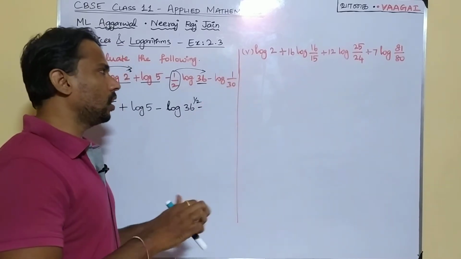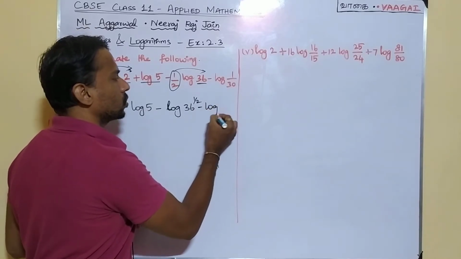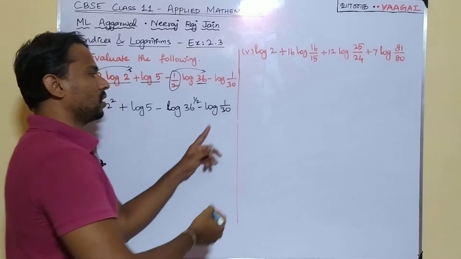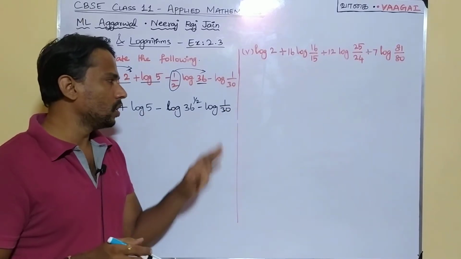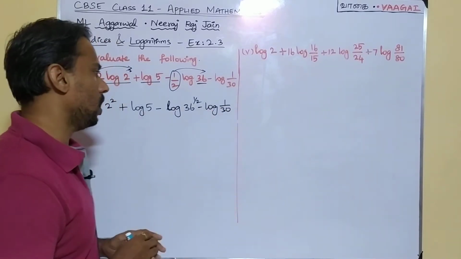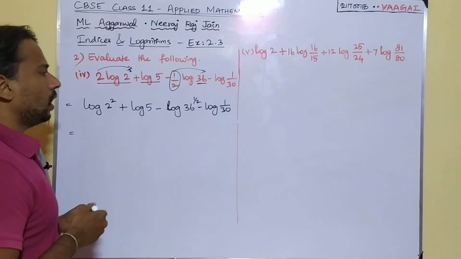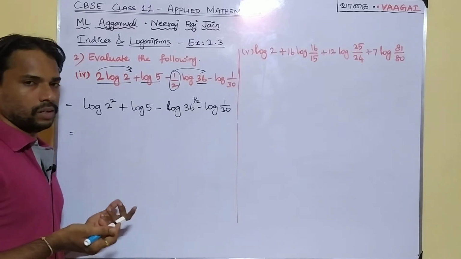So let us have that term also. Okay, log of 1 by 30 also we will have it as it is. We'll have it as log of 1 by 30 itself, because this is simply in terms of log only, right? So we can have it as it is, no issues. Yeah, fine. Coming to the next step, I can even simplify the terms, is it or not?